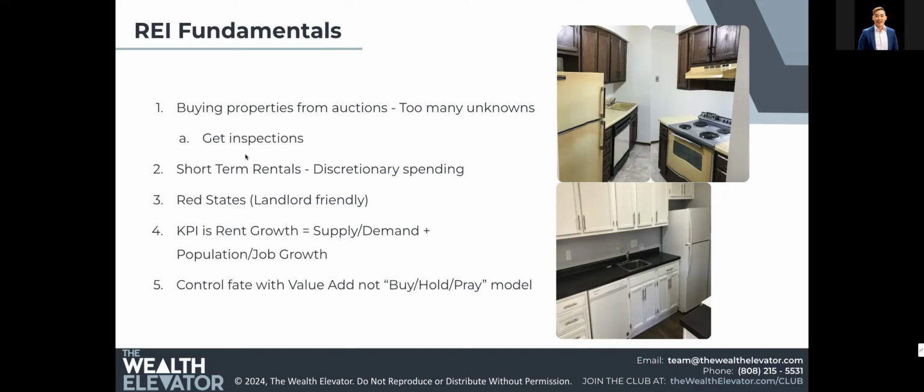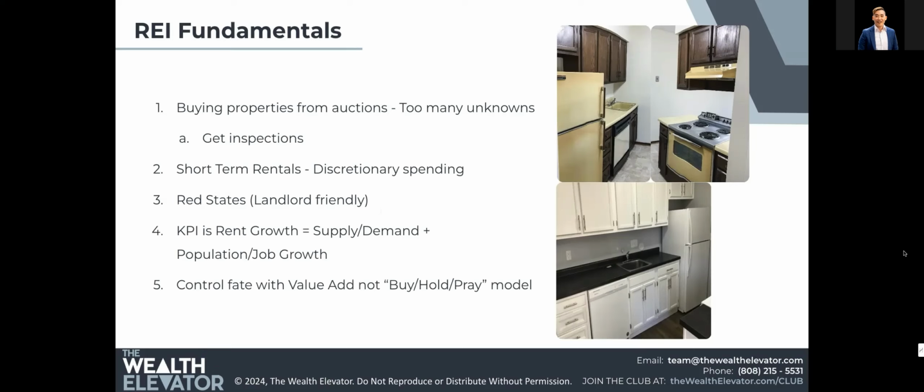Number three here, as I mentioned earlier, we focus on red states that are much more landlord friendly. We always want to invest in places where the court system is slighted in our favor. I think a lot of us would agree, especially as landlords, we believe in anti-squatter laws, and if people can't pay, they can't stay. At least that was the value system that I grew up in.